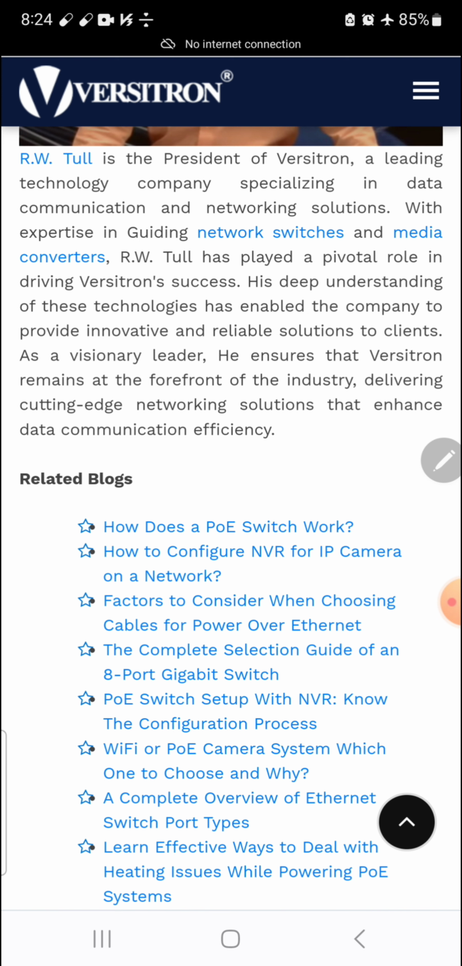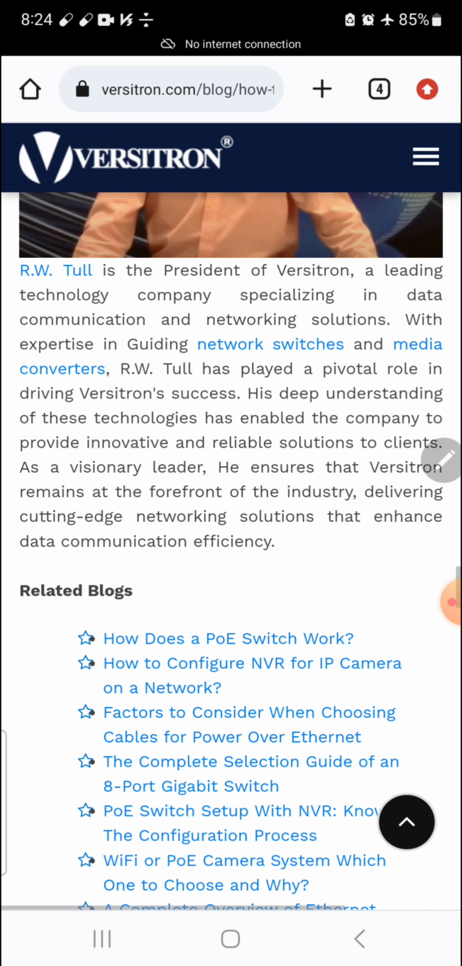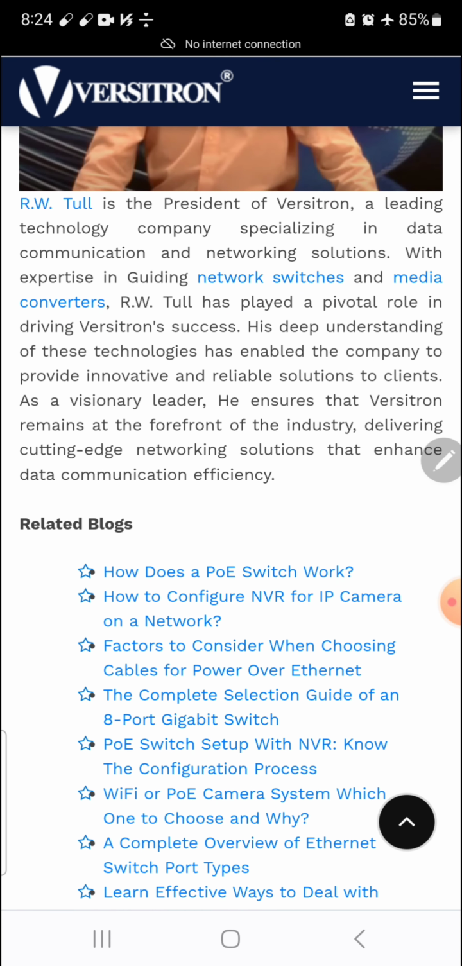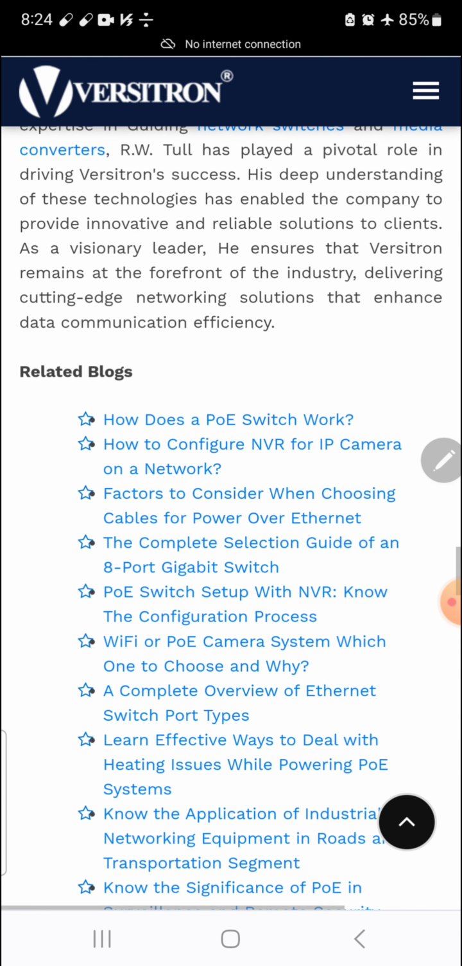enhance data communication efficiency. So here: efficiency, cutting-edge technologies, his company is at the forefront of the industry, remaining at the forefront of the industry, innovative and reliable solutions, a deep understanding of these technologies, data communication and network solutions.